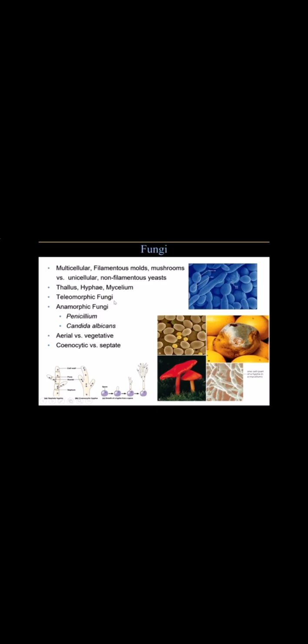Fungi can be teleomorphic as opposed to anamorphic. Those that are teleomorphic are the ones in which both sexual and asexual reproduction are observed. Anamorphs are the ones that, due to mutation, they believe have lost the capability to undertake sexual reproduction, and they only reproduce asexually. Examples of organisms that are anamorphs, there are two I'm giving you here: Penicillium and Candida albicans.